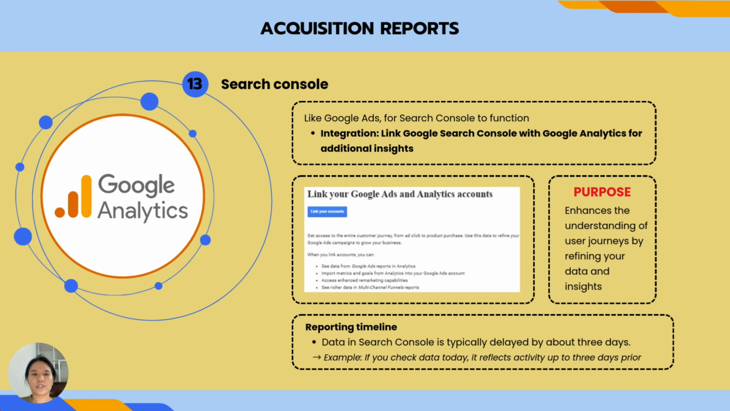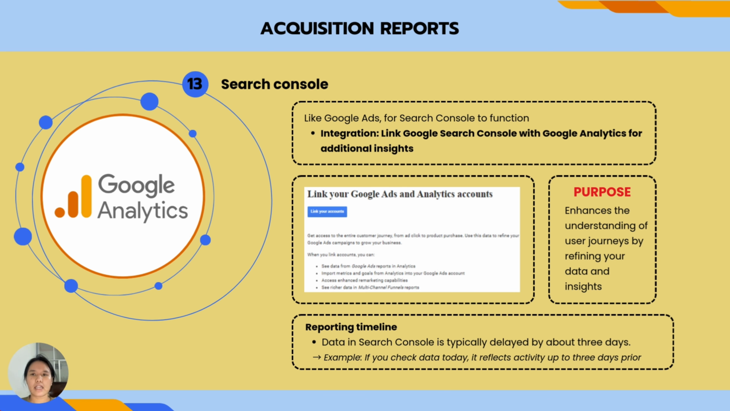And next, the Search Console. The report shows SEO performance, for example impressions, clicks, and average position. The key reminder is that this data is always delayed by about 3 days, so don't panic if numbers haven't updated. This helps enhance the understanding of the user journey by refining data insights.